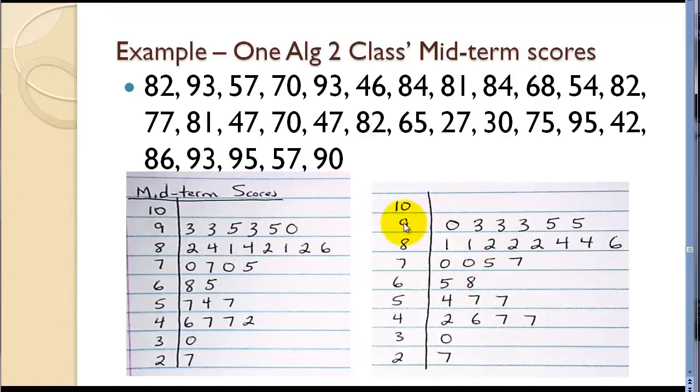If we were going decreasing, this would be 90. Well, actually, decreasing would go right to left, so 95, 95, 93, 93, 93, etc., on down to 27. Or counting from the bottom, we're going left to right, 27, 30, 42. So that's a stem and leaf plot.